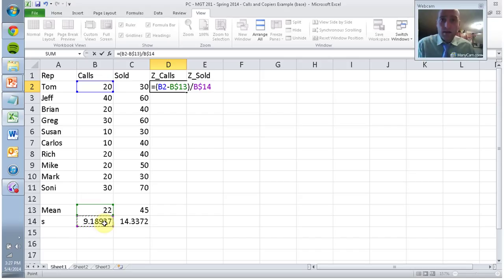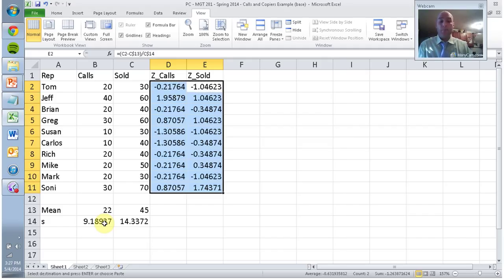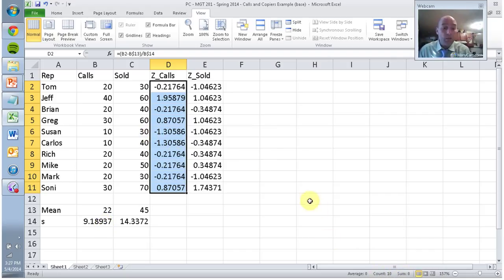Notice I got a couple of dollar signs in there. That's going to help me copy these formulas very efficiently, just like that. As I mentioned before, the sum of the z-scores should always be zero, whether it's for your x variable or for your y variable. I can see right here, this person, this person, this person, this person, and these three people were all below average in terms of their number of sales calls. And as we noted before, Jeff, Greg, and Sonny all had above average numbers of sales calls.